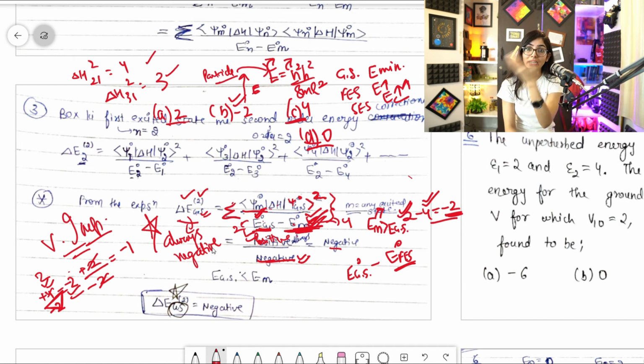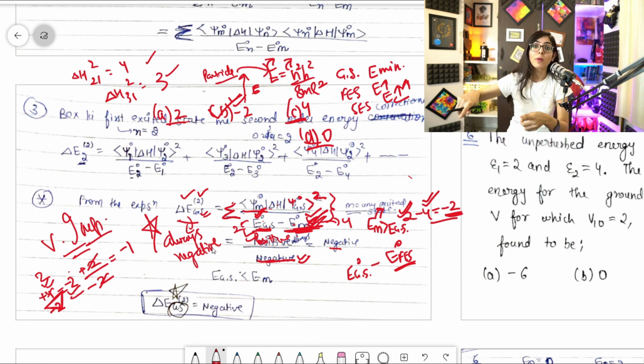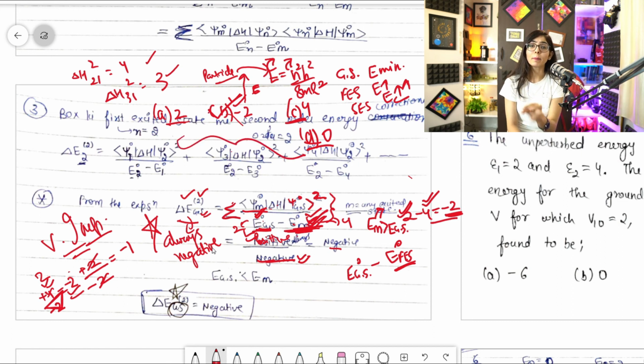Just put a blindfold over your eyes and mark it, because this is the correct answer. The answer will always be negative. Before solving the question, just check the options, how many are given in negative or positive. If 2 options are negative, then you have to solve it. But if only one option is negative like this, just mark it. This is for second order perturbation only, don't do it for first order perturbation.